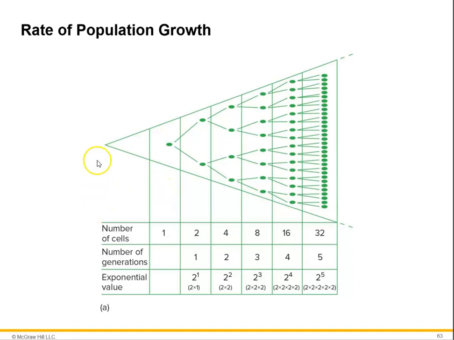And then this I just put in here to show you how the population grows exponentially. So you can see here we begin with one cell, and then after 1, 2, 3, 4, 5 generation times, you have 32 cells.